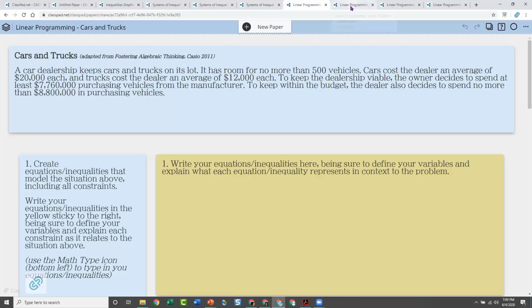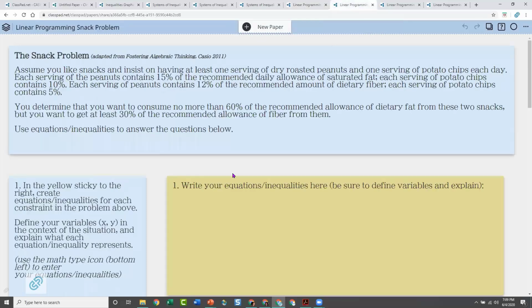So you'll see in the paper that I'll send you, and I'm trying to think which one I want to do the most. I'm going to do this one right here. There are four linear programming activities; we'll probably only look at one of them. So this is the snack problem. Let me send this to you if you want to play along.